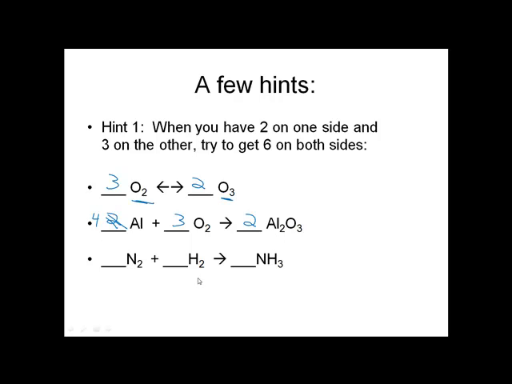Down here, the formation of ammonia. This is ammonia, the NH3. I have 3 H's on the right, 2 on the left. So I need to put a 3 in front of the H2, 2 in front of the NH3, and now that balances out my equation. So again, hint, if you have 2 and 3, try to get 6.